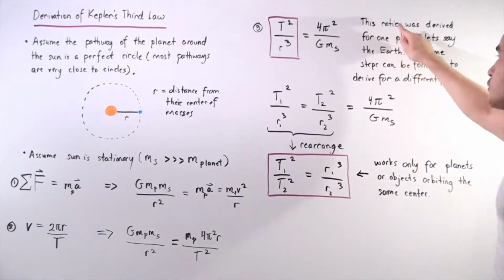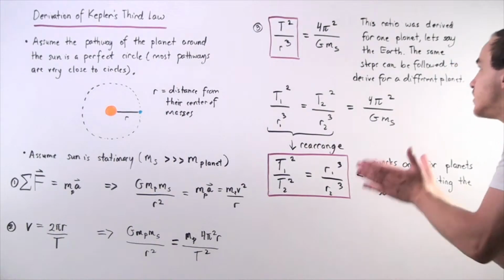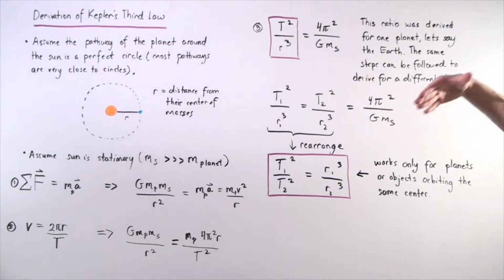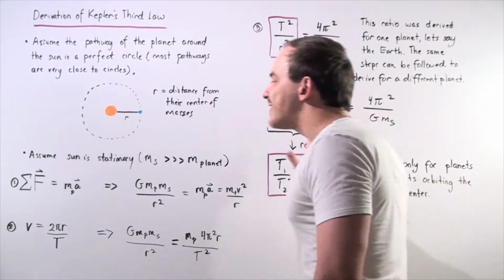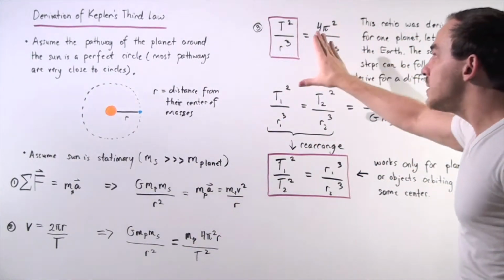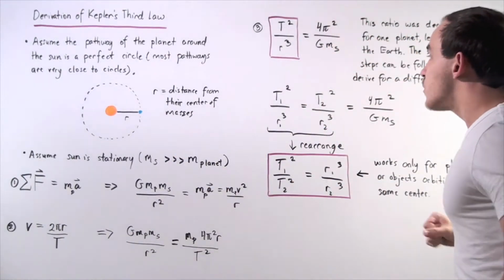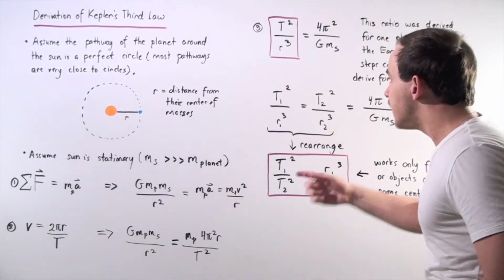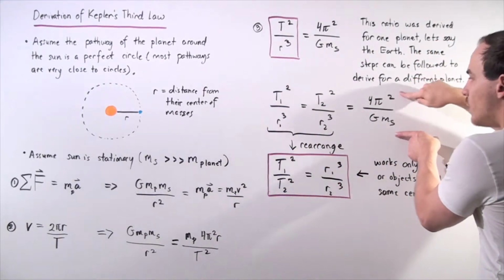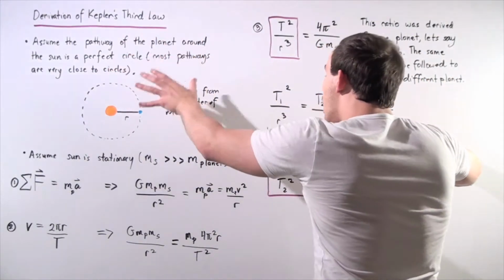So notice that this ratio that we found was derived for only one planet. Let's say we derived it for the planet Earth. Now the same steps can be followed to derive it for a different planet. So let's suppose we take the same exact steps and derive the same exact formula, but for a different planet. Notice this ratio stays the same. So that means, let's suppose 1 is one planet and 2 is the second planet. We can equate them because the ratio is always constant. And this in fact is our equation known as Kepler's third law of planetary motion.